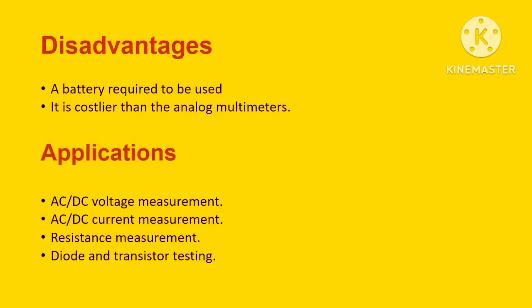Now what are the different disadvantages? Only two disadvantages are there. First, a battery is required to be used. Then next, it is costlier than analog multimeters.